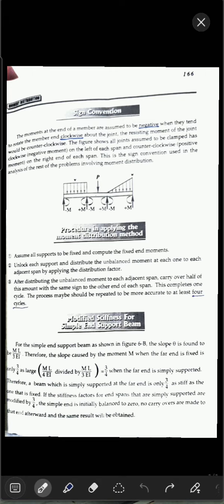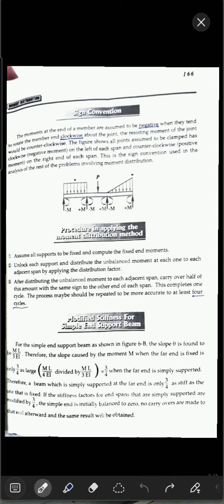So what we only look at, once you remember this, is that at the left moment or left support, it is negative, a negative moment. And if it is at the right, that is a positive moment within the span. Okay, within the span.